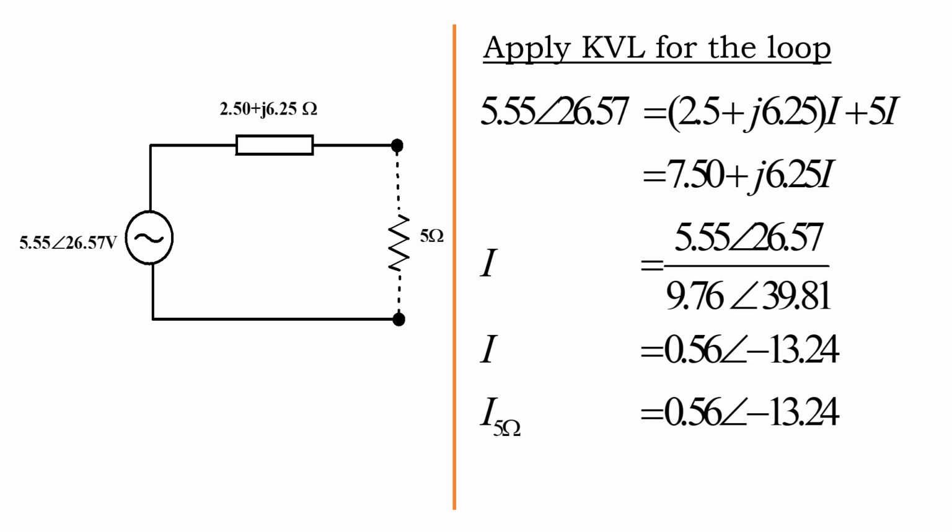Once the circuit is over, we have to redraw the equivalent circuit of Thevenin. You can see that 5.55 angle 26.57 is VTH and 2.50 plus j2.6 is the ZTH. Now bring the load, whichever load we removed from the first step, and connect it to the Thevenin circuit, not to the original circuit. Since in this question they ask the current flowing through the 5 ohms, once again apply KVL, write down the equation, then simplify it and find out the I. So, the I is 0.56 angle minus 13.24.